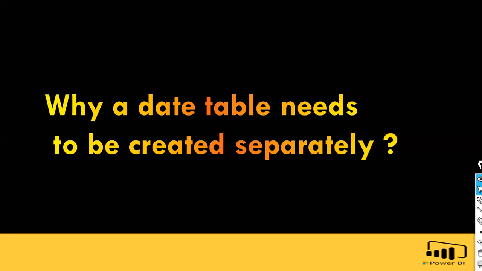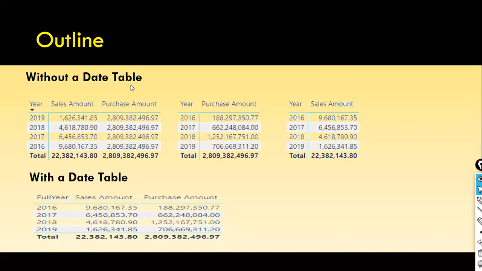Now the question is: I'm going to create a separate date table, but I already have date columns, order date and ship date, in my table itself. I'm going to disable my automatic date table. The second thing is, I already have a date column in my table, so why do I still need a date table? To answer this question: without a date table, it cannot do the filtering.